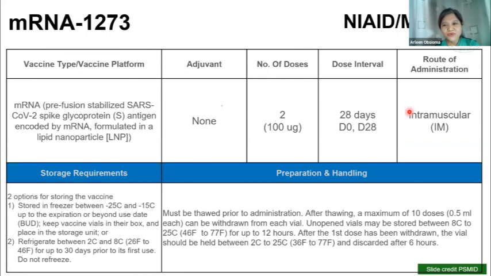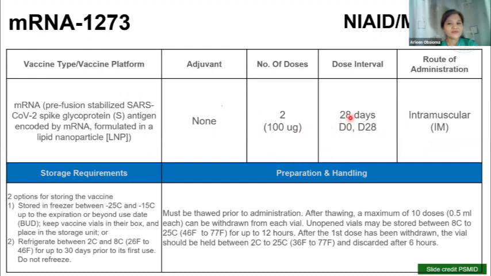So we will now go to the individual vaccines. We first discussed the Moderna, which is an RNA vaccine. It is given in two doses, intramuscularly. The dose interval is 28 days between the first and the second dose.